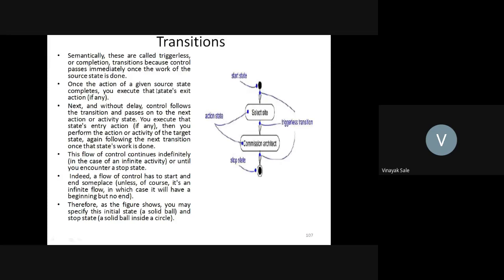See in this figure, next or without delay, control flows from the transition and passes to the next action or activity. You execute that state's entry action if any. Then you perform the action or activity of that target state, again following the next transition. This flow of control continues indefinitely or until you encounter a stop state.